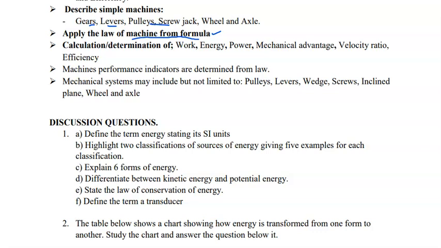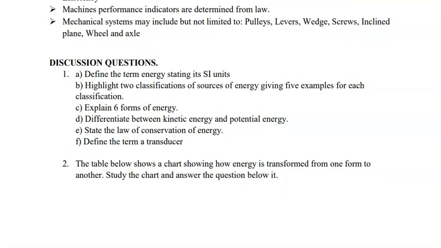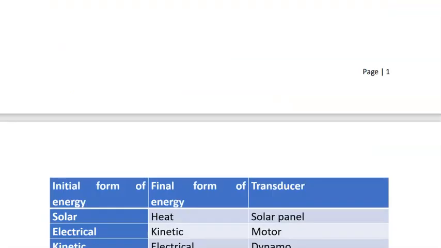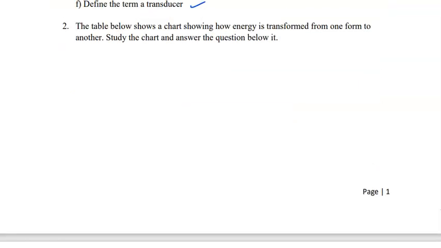So question 1 is here. You just pause and you go through the definition of terms, the classification, the forms of energy, difference between kinetic energy and potential energy, the law of conservation of energy, transducer, the definition, and we have a few examples like number 2. The table below shows charts showing how energy is transformed from one form to another. So you study the chart and answer the question that follows.